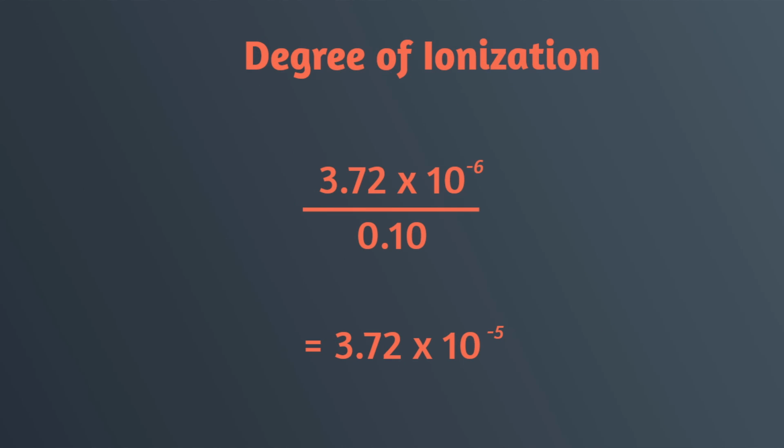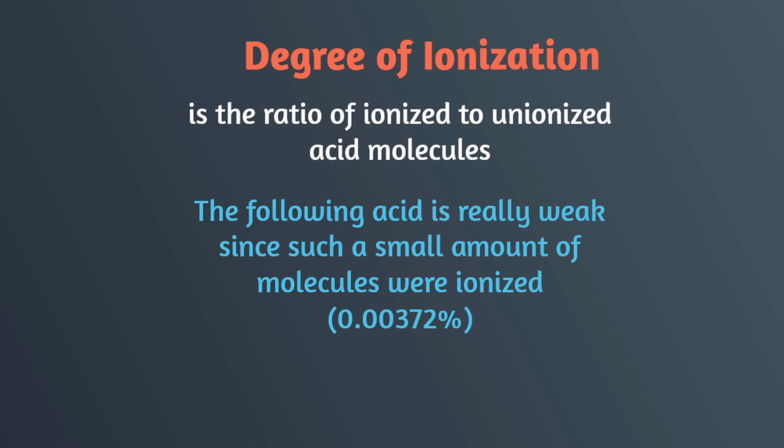In this way, we can also find the degree of ionization. Here, the degree of ionization is 3.72 times 10 to the negative 5. Degree of ionization is the ratio of ionized to unionized acid, or the percent ionization. This is a pretty weak acid, as only so little of it was donated to water. We can make ICE boxes for weak acids, weak bases, and polyprotic acids as well.